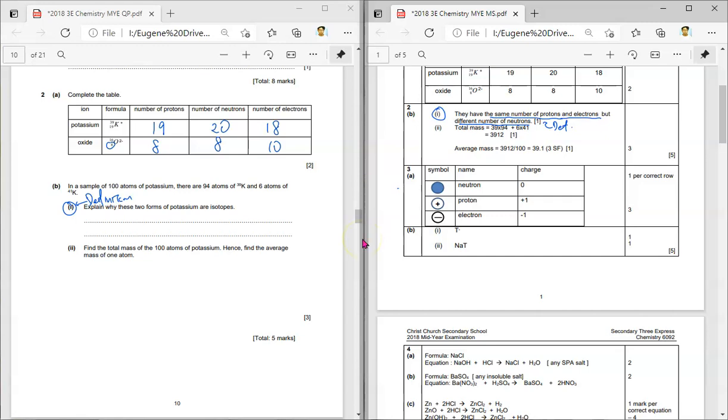Next. Find the total mass of 100 atoms of potassium, hence find the average mass of one atom. This is actually finding the relative atomic mass.